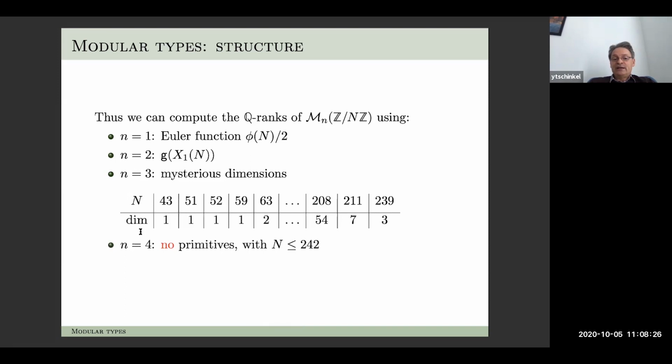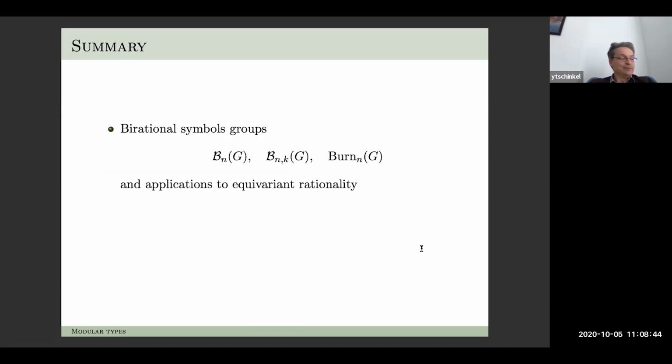And so for n equals 4, we found no primitives. And here the computations are really huge. So the matrices are of size 10 million times a million or things like this. So they take several days. So this is what happens.